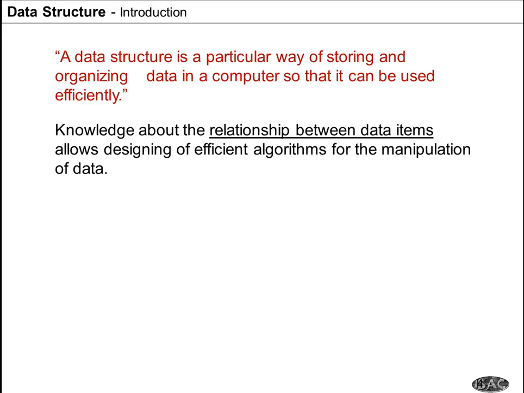In other words, we can also say data structure is nothing but knowledge about the relationship between data items, which allows designing of efficient algorithms for the manipulation of data. So this is very important. If we know how the data items are related to each other or stored with each other, or how the search, edit or modify actions take place on those data items, then we might be able to devise or develop a better algorithm. So it is very important that we know how the data is stored in a particular data structure.